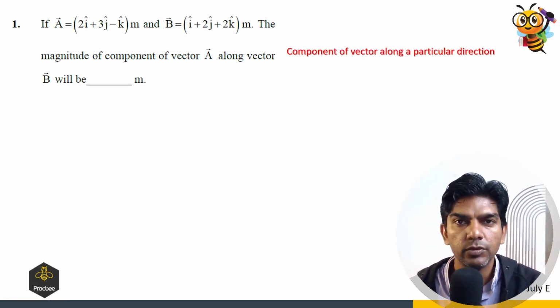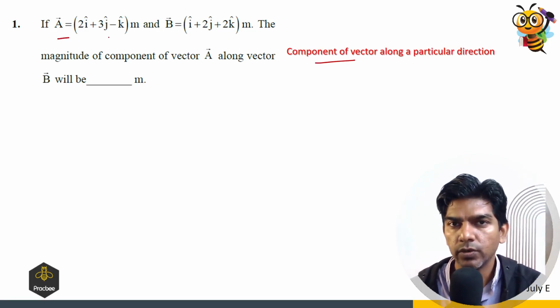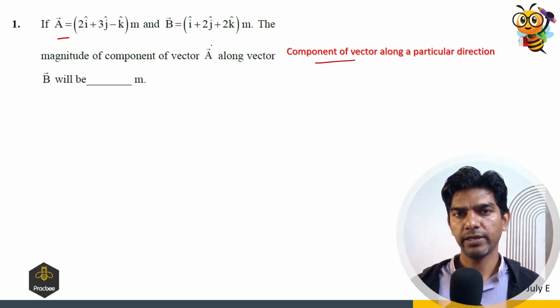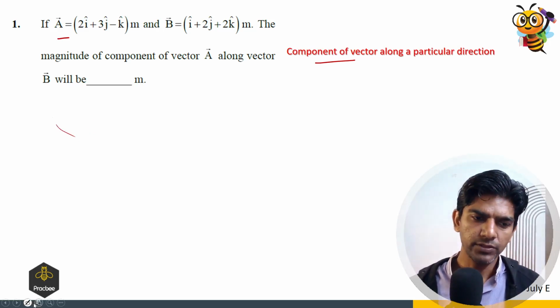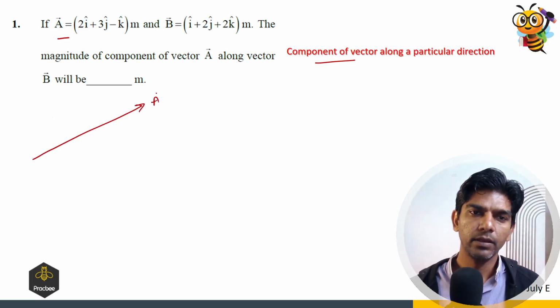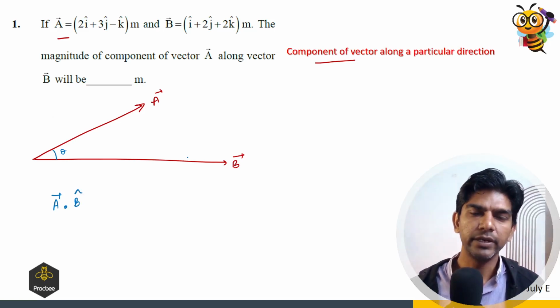Right, so now let us see the next problem type, which is based on the component of a vector along a particular direction. So we are given vector A, which is 2 i cap plus 3 j cap minus k cap, and vector B is i cap plus 2 j cap plus 2 k cap, and we need the magnitude of the component of vector A along vector B. So if we want to find the component, suppose we have vector A in this particular direction, and we want to find the component in this direction, and the angle between them, let us say, is theta. So the component will be given as A dot B cap, right?